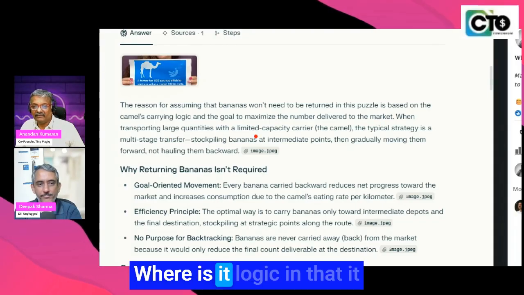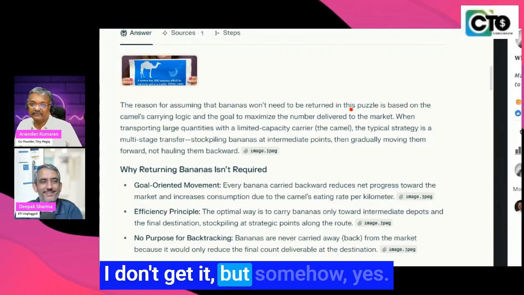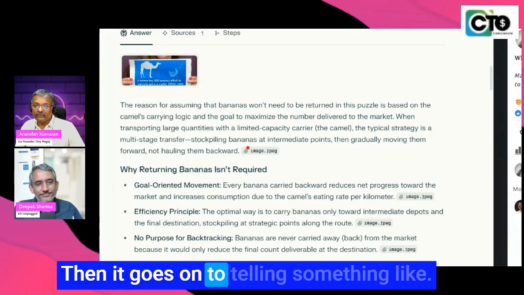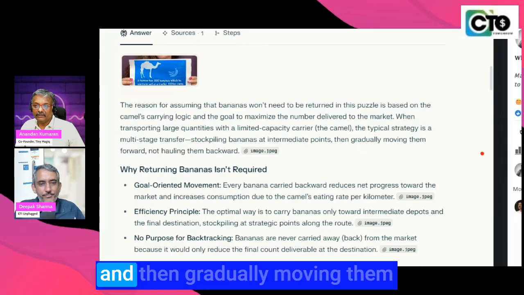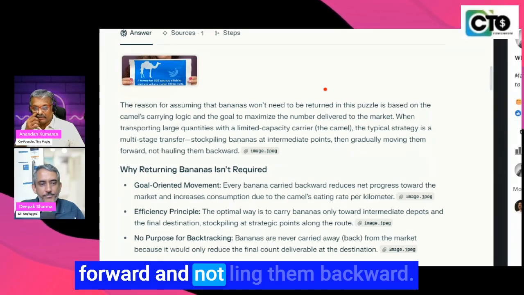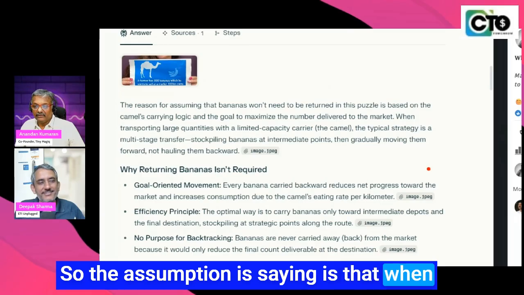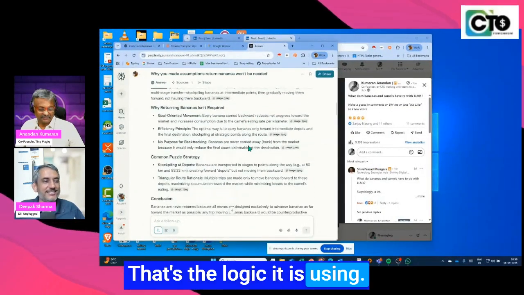Now, where is the logic in that camels won't eat anything? I don't get it. Then it goes on to tell something like stockpiling things at an intermediate point and then gradually moving them forward and not hauling them backward. So the assumption it is making is that when you are hauling back, when you are not hauling anything, then you're not eating. That's the logic it is using.